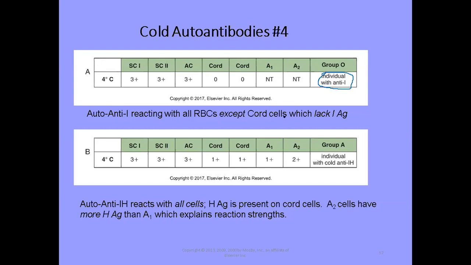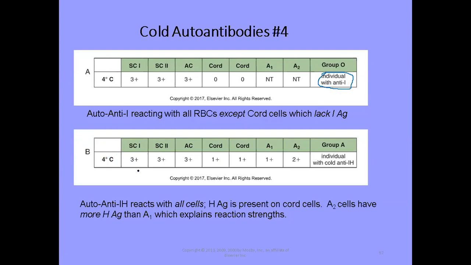Okay? So let's look at cold panel B. So in this case, they tested screening cell 1, screening cell 2, auto control, 2 different cord cells, A1 cells, A2 cells, okay? And the setup is exactly the same. 2 drops of the patient's plasma into each tube, and then 1 drop of the corresponding cells. Incubate them together in the refrigerator at 4 degrees, and then centrifuge them following incubation and read.